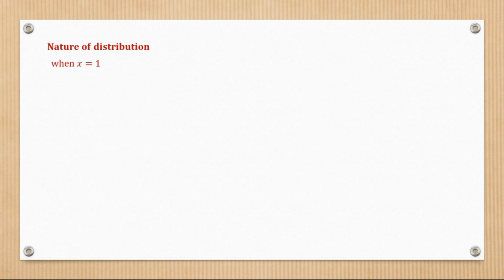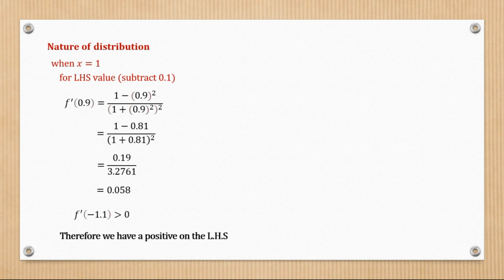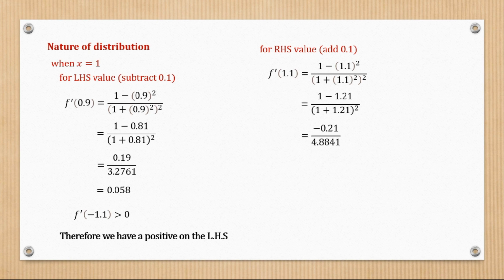Let's look at the nature of the distribution when x is equal to 1. Subtract 0.1 on the left hand side, and I'll have 0.9. Plug that into the main equation, the derivative of f(x), and I'll get 0.058, which is positive. So this is greater than 0. Therefore we have a positive on its left hand side. And then for the right hand side value, add 0.1, plug it into the derivative of f(x), and I'll get negative 0.043. So this value is less than 0, so therefore we have a negative on the right hand side.